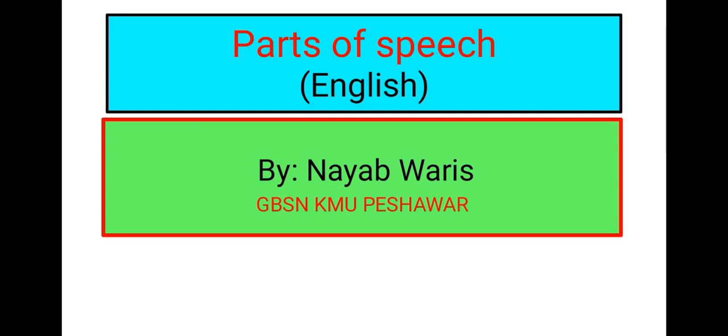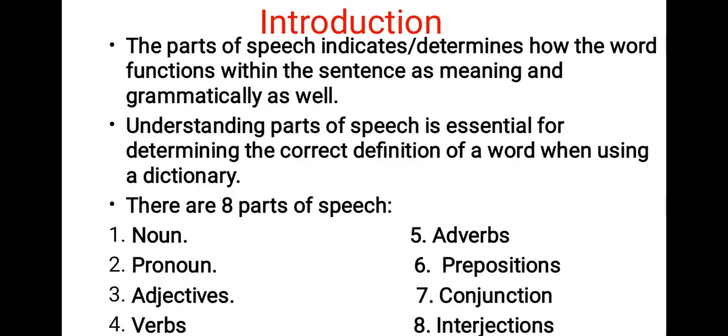Now, parts of speech are basically categories into which we assign words on the basis of its function. Introduction. The parts of speech determine how the word functions within a sentence, in meaning and grammatically as well. So, as we said, these are basically categories into which we assign each word according to its function, that is, how that word functions within a sentence and what is the grammatical use of that word in the sentence.